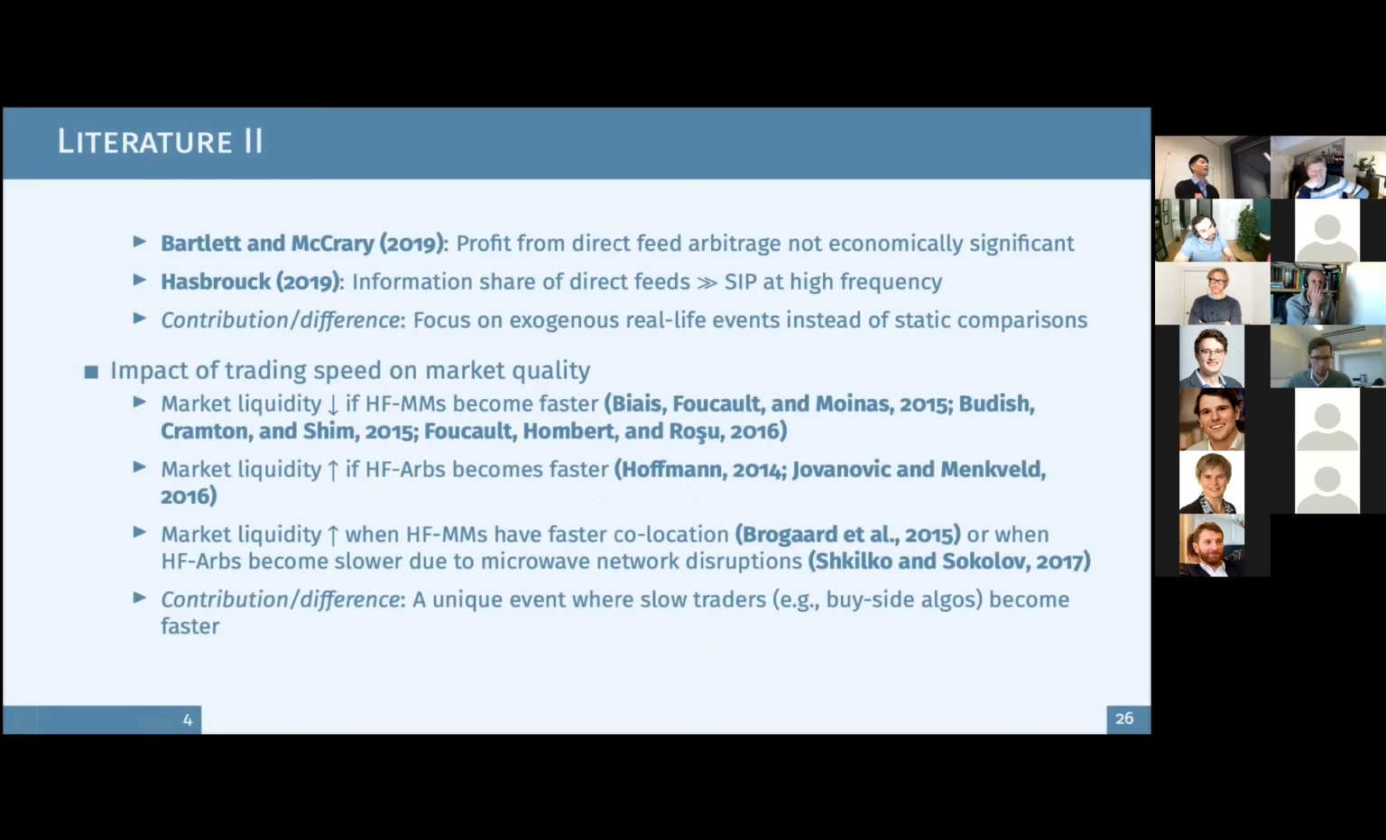And also the famous paper by Bartlett and McCrary looks at the so-called direct feed arbitrage. That means whether HFTs can use direct feeds to do latency arbitrage, and they found the profits from it are not so big. And also a paper by Hasbrouck looks at the information share of the direct feeds, and he found that at a very high frequency, of course, the information share of the direct feeds totally dominates the SIP feed.